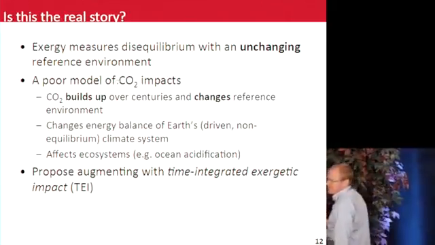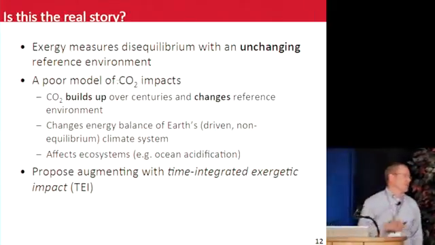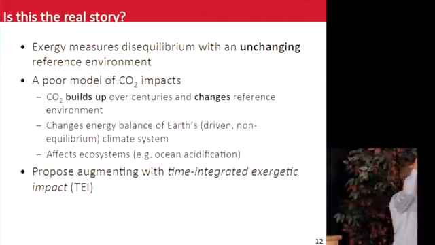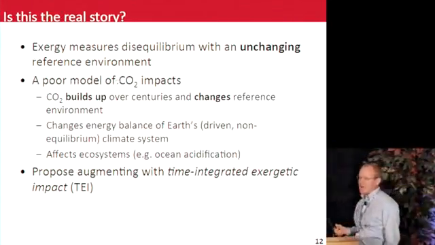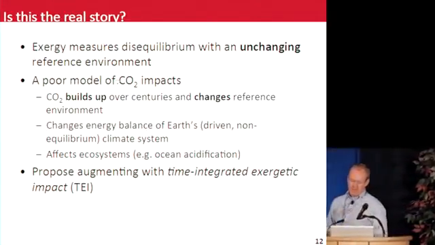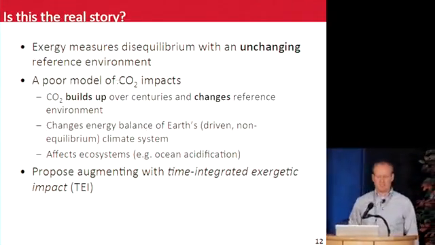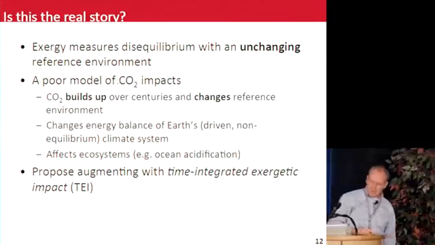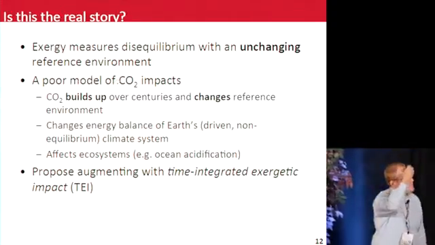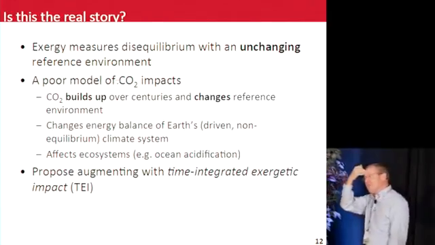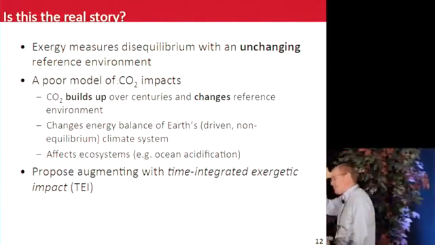CO2 builds up over centuries and changes the reference environment. Current CO2 emissions around the planet are around 1,000 metric tons per second, day in, day out. Over a century, this has caused the effective reference environment to change. This changes the energy balance of Earth's highly driven, highly non-equilibrium climate system. The Earth, as it stands now, is massively, massively thermodynamically uphill.